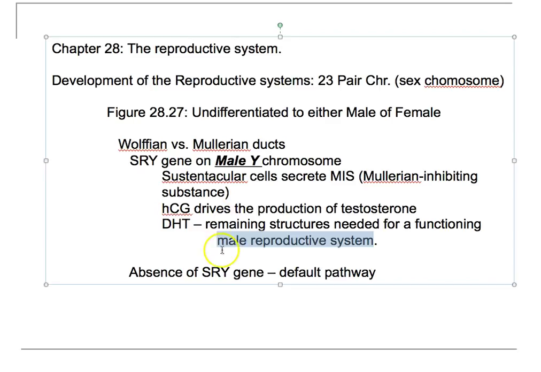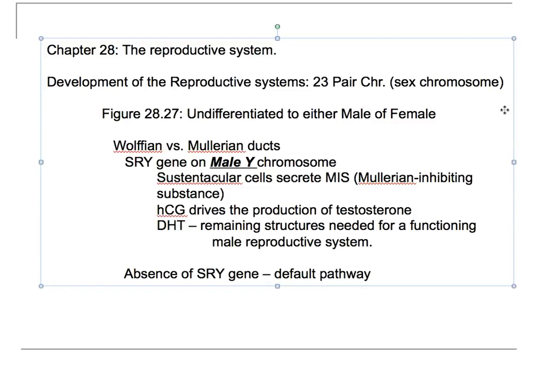The important thing to hear as well is that in the absence of the SRY gene, which would be two X chromosomes, you would actually have the default pathway, which is the female reproductive system. I suppose it helps if I spell chromosome properly here. So that's how we're going to start chapter 28.